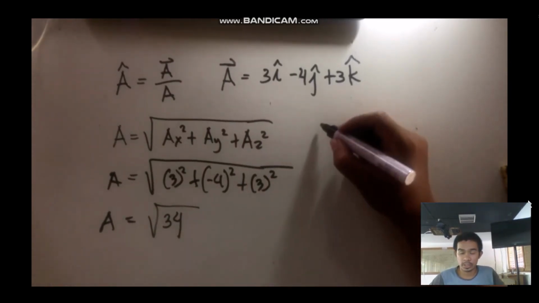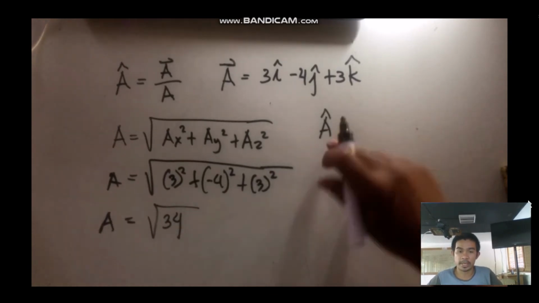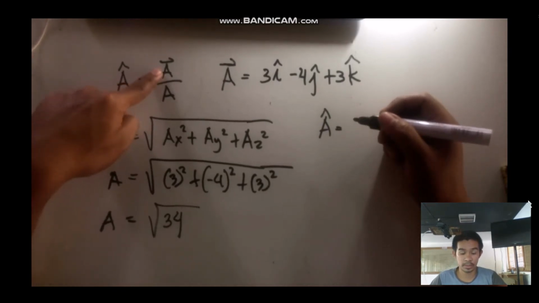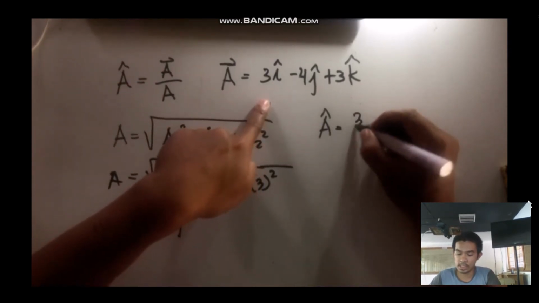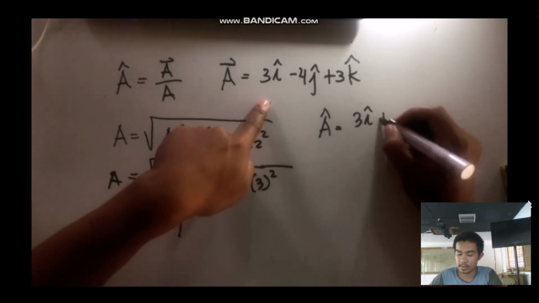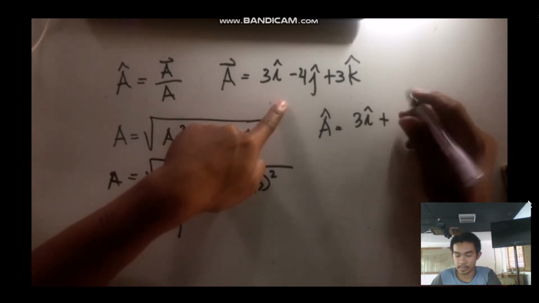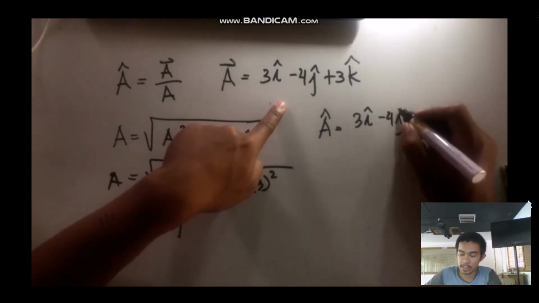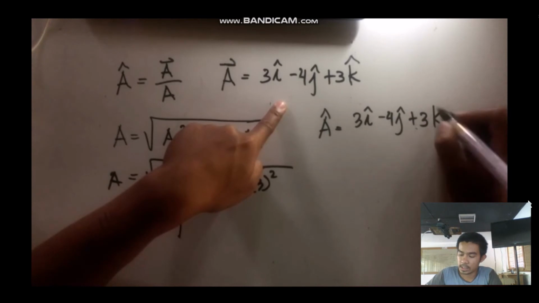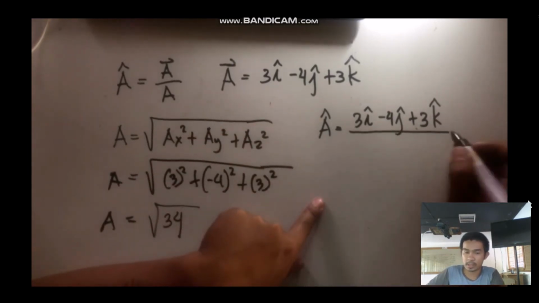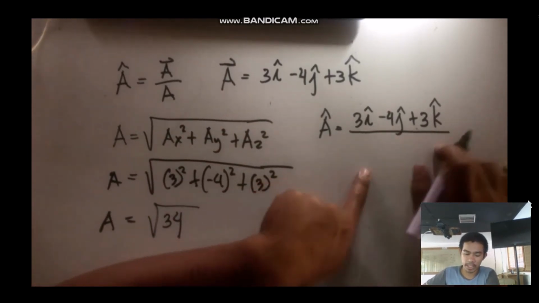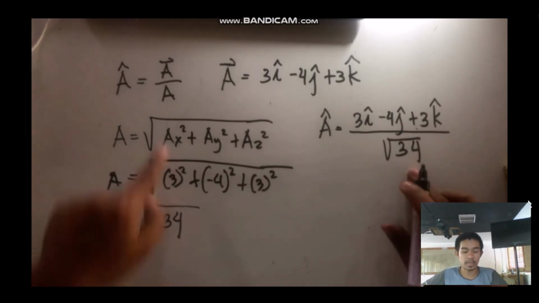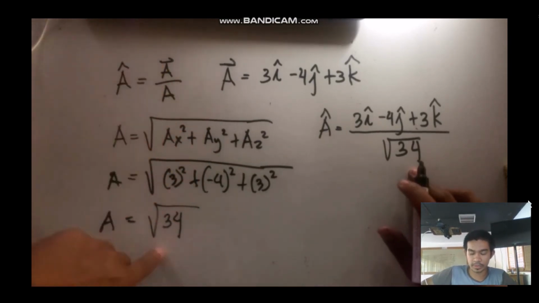So the unit vector A, or A hat, is the vector itself, 3i hat minus 4j hat plus 3k hat, over the magnitude. Each component is divided by the square root of 34, which is the magnitude of vector A.